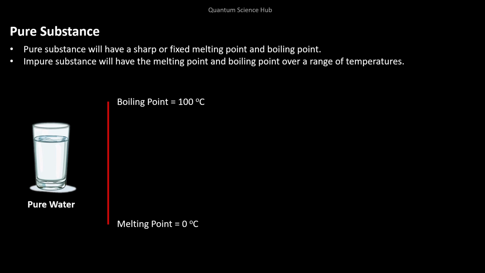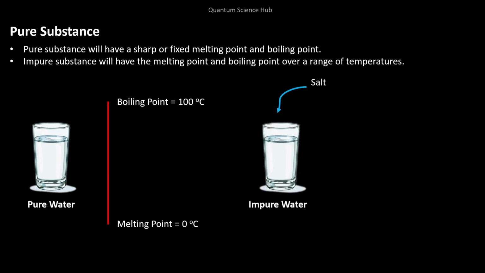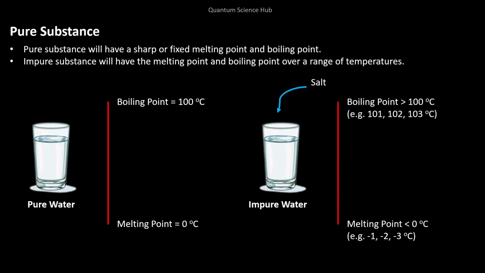On the other hand, if you put some salt into the water, so the water is contaminated by salt, or we can say that the water becomes impure now. When salt is added to water, its melting point decreases. The more salt you add, the lower the melting point becomes. For example, it becomes -1, -2, or -3 degrees Celsius.